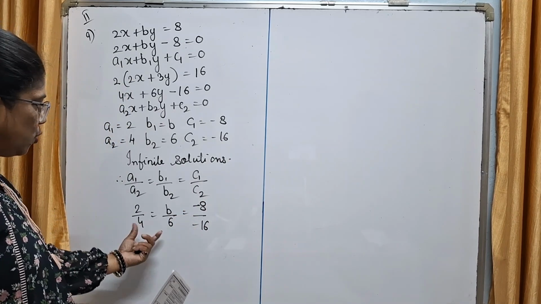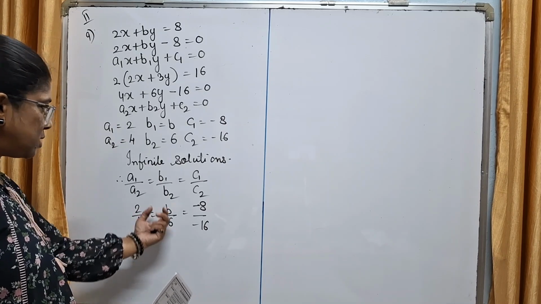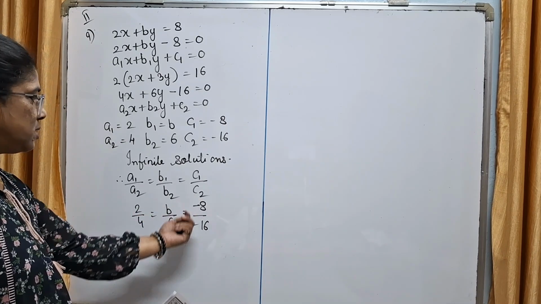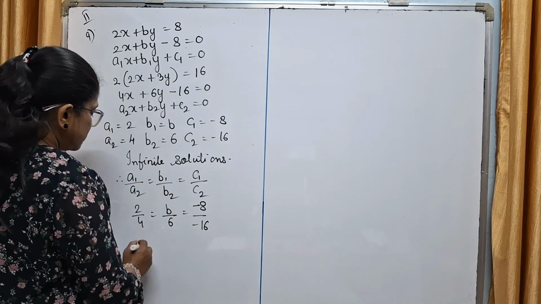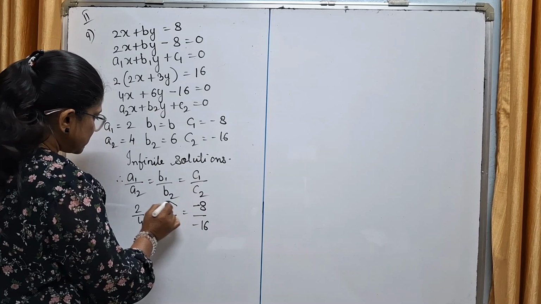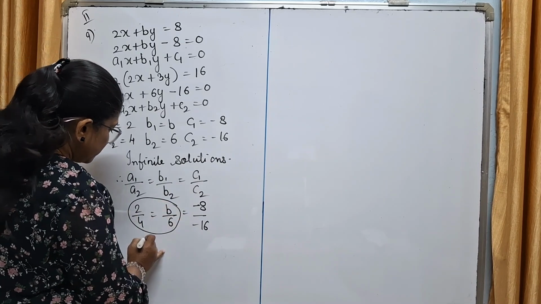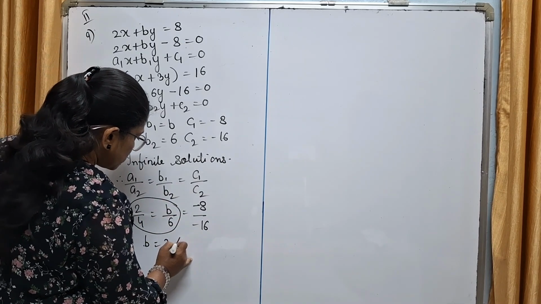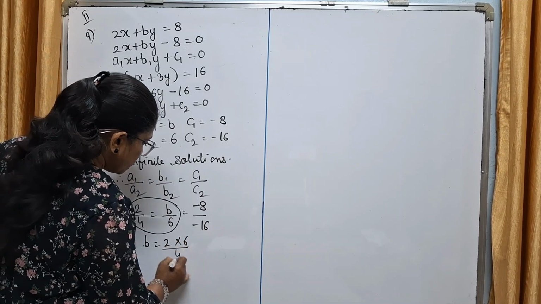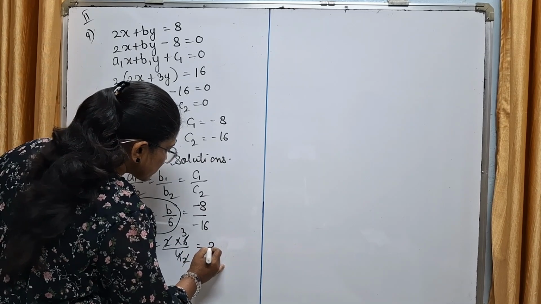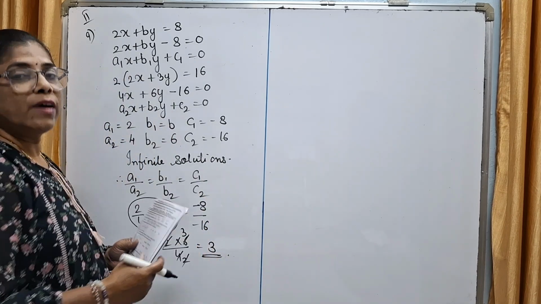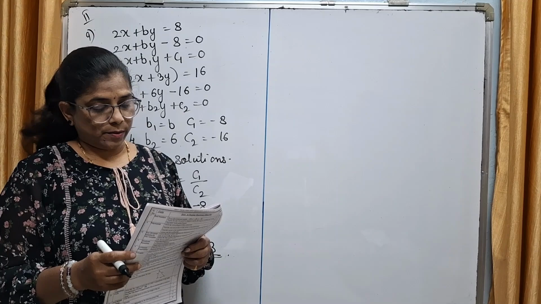You can take any two of these fractions. Either 2 upon 4 is equal to b upon 6 or b upon 6 is equal to minus 8 upon minus 16. Let's consider this. So in this case, b is equal to 2 into 6 upon 4. 2 ones are 2, 2 twos are 4, so it is 3. So the value of b in this case is 3.